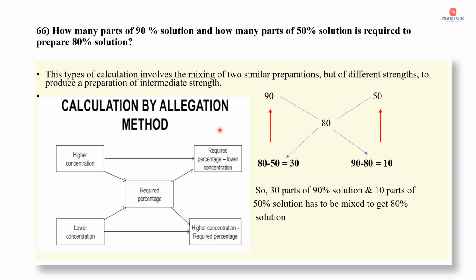So we got the answer. In the question, we needed to find the number of parts required for the 90% solution and the 50% solution. So the 90% solution number of parts is 30 and the 50% solution number of parts is equal to 10.